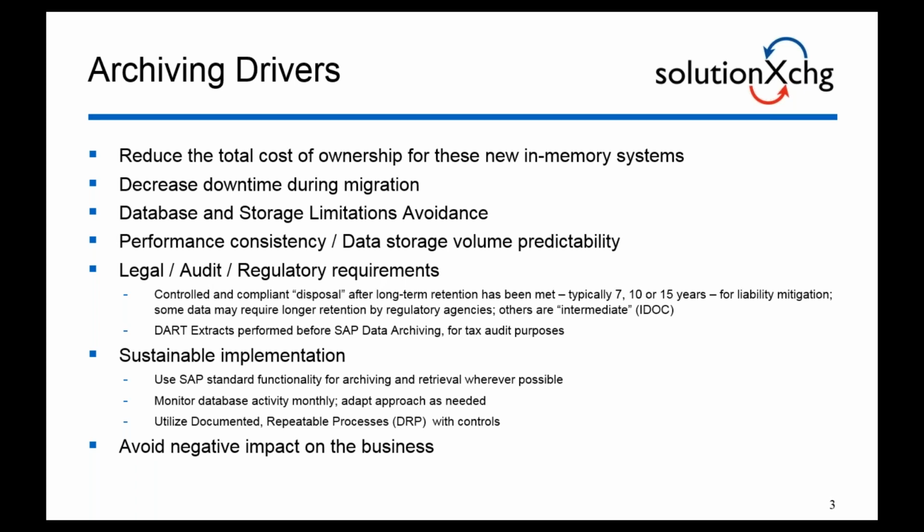Performance consistency and data storage volume predictability. Performance consistency is if you are archiving on a consistent basis following your corporate retention and residency policies. It means that you can predict what your performance is going to be with your searches and your reporting against your key tables, etc., and during month end and year end close. So keeping a database at a particular size or within range, you can then keep your performance consistent.